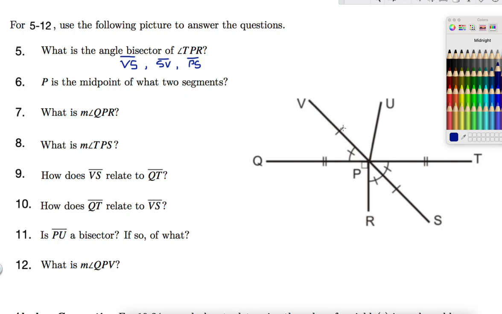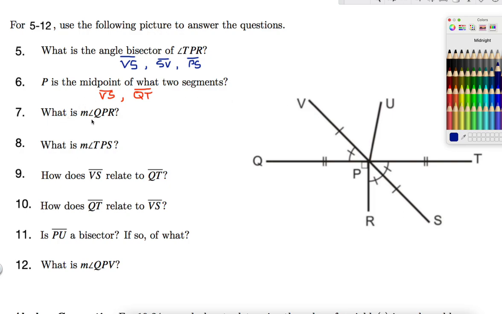P is the midpoint of which two segments? Okay, so we can see because of these congruent symbols here, here and here, that VS is a segment with P at the midpoint, and also QT. So we're asking for segments, so please write the segment symbol like we know how to do.